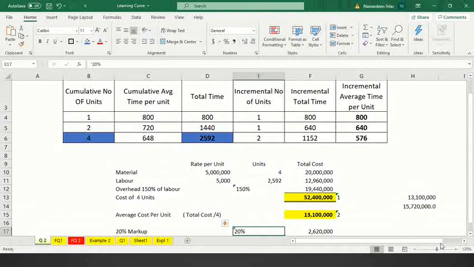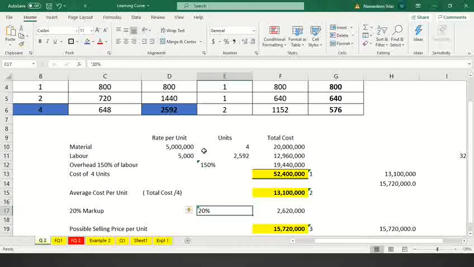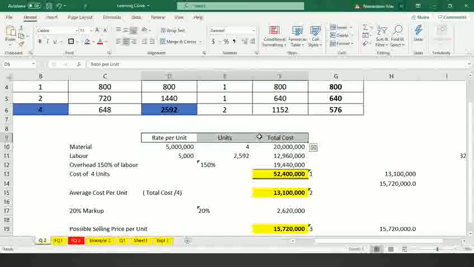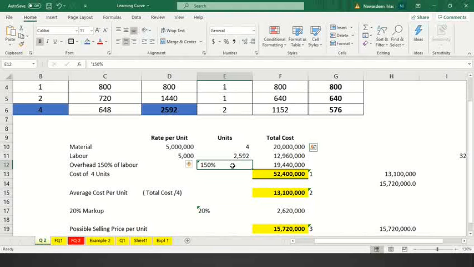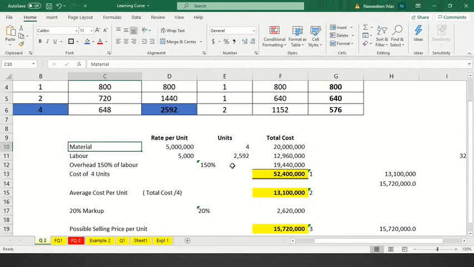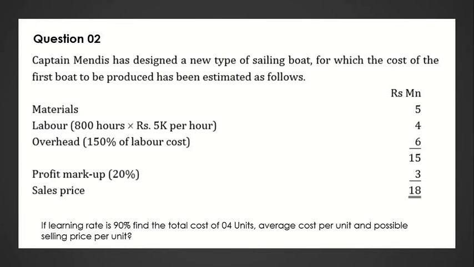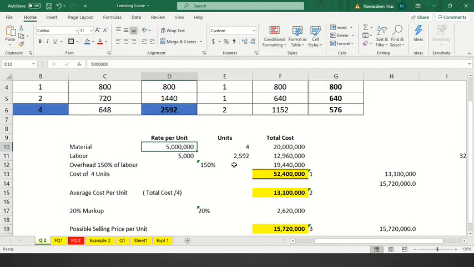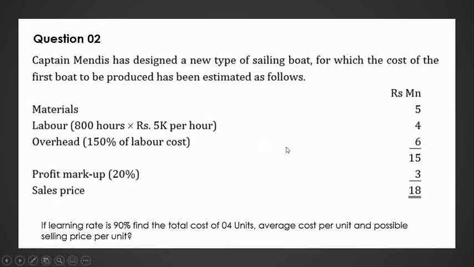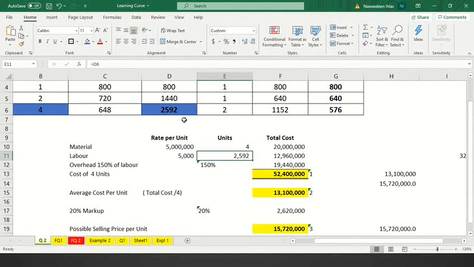So I have computed the cost as follows. Here you can see material requirement for 1 board it is 5 million. For 4 boards it is 20 million, 5 million into 4. Labor requirement for first board 800 hours. If they are producing 4 boards, we need here 2592 hours. So now we are producing 4 boards, so this will be our total labor requirement.